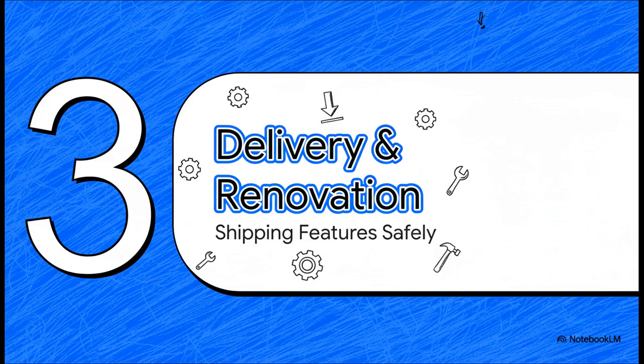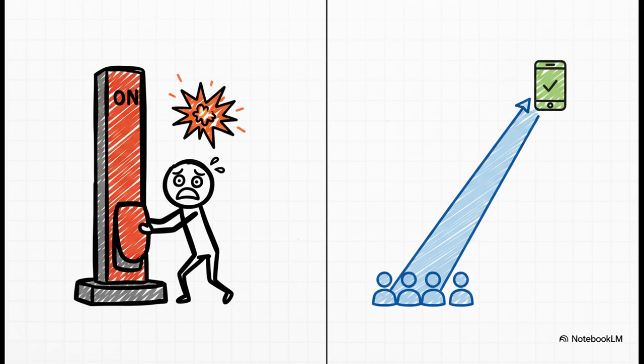Okay, so we've got a solid foundation and a smart way to handle data. But here's the thing. Great apps are never done. They're always evolving. So this next part is all about how you ship new features and make improvements without breaking everything. You know, back in the day, releasing a new feature was this huge, terrifying, all-or-nothing event. But today, the best teams have a much smarter approach.